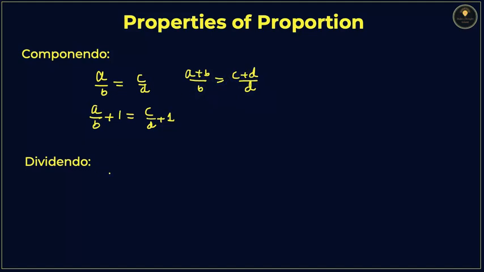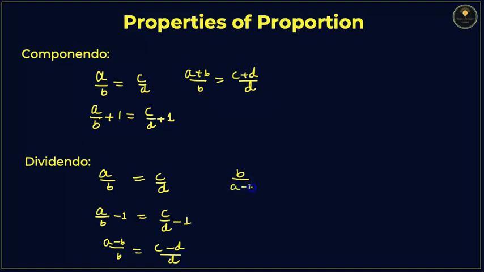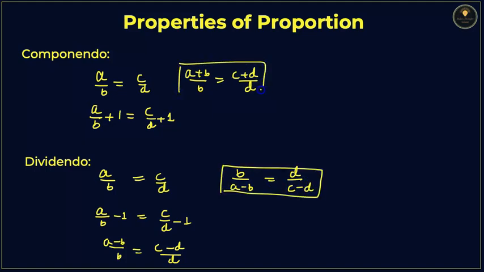Now for dividendo, we are writing the value as a/b = c/d. So what we can do, we can subtract 1 on both sides. So you will write a/b - 1 = c/d - 1. So you will get (a-b)/b = (c-d)/d. Or we can do the invertendo here. You will write the value as b/(a-b) = d/(c-d). This is the first equation that you will get, this is the second equation that you will get.